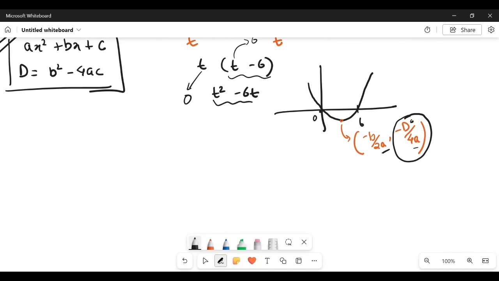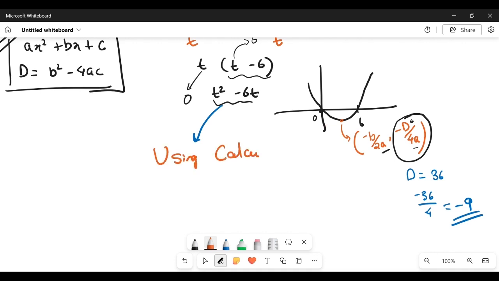Okay, so d would be b square, that is 6 square, that is 36. So minus d by 4a, that is minus 36 by 4 into a is 1, so that is minus 9, right? So minus 9 is the solution. There is another way to do this problem, using calculus.